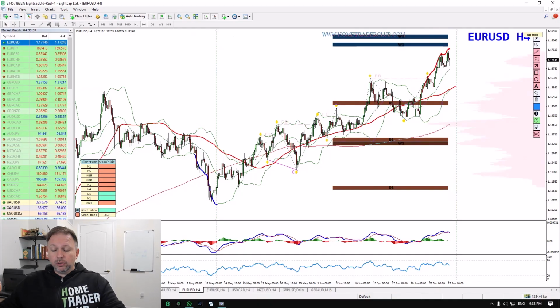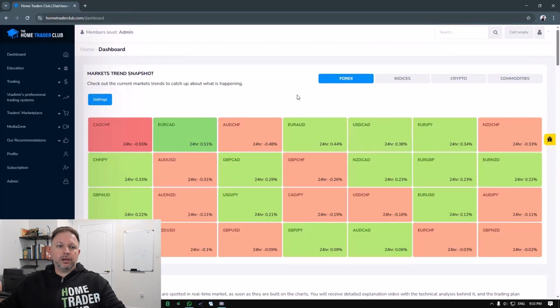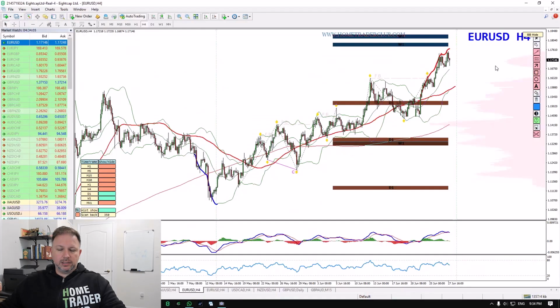If we take a look at the numbers, let's go to the market trend snapshot in the Home Trader Club members area. On the euro, you can see the 1 month is more than 3%, close to 3.5%. It's huge for the euro dollar, which means the buyers are in strong control. But 7 days is 2%, 24 hours is 0.12%, which means the momentum shrinks, the buyers lose the grip. Sellers are very likely to show interest and take it over.